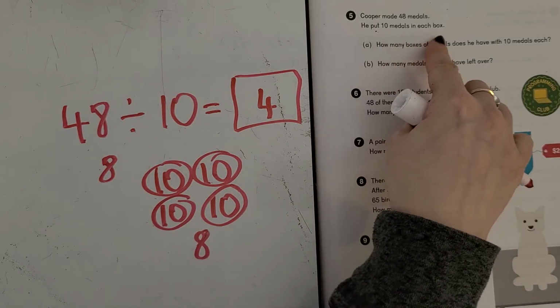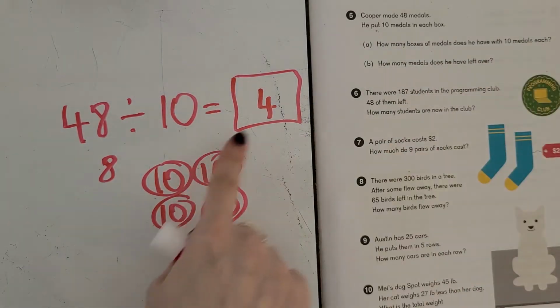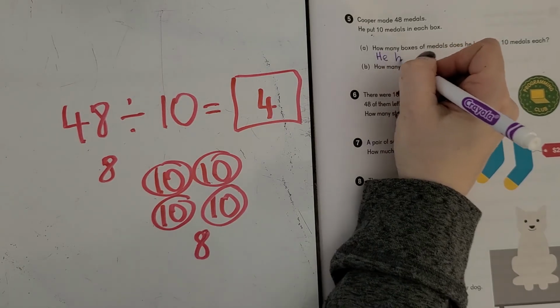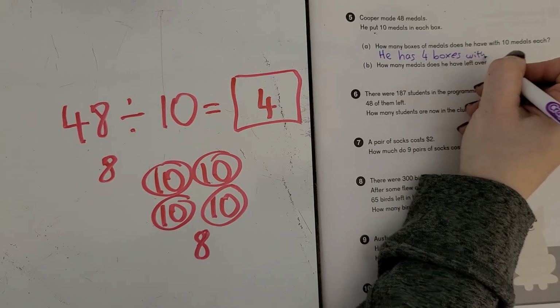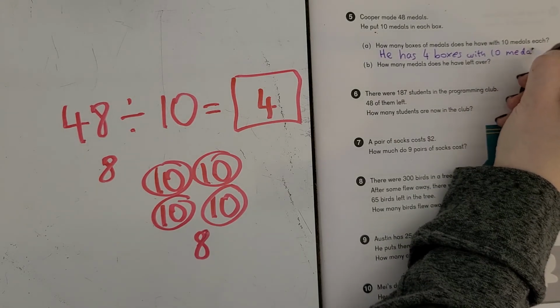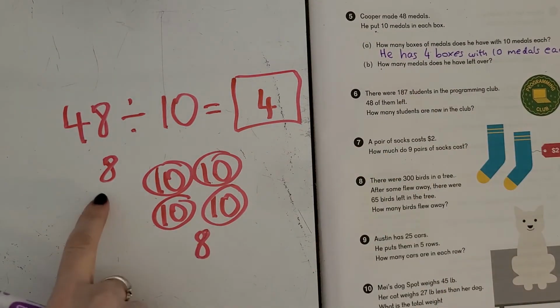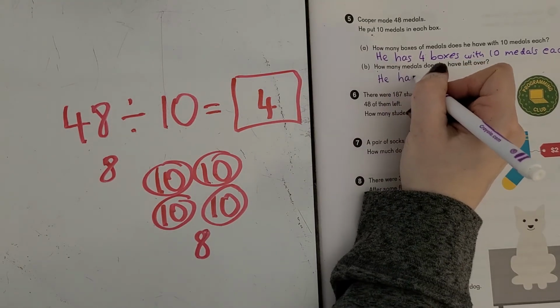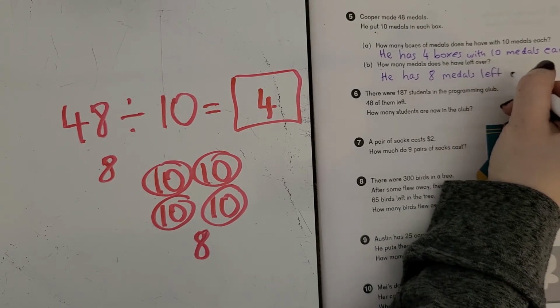So he put 10 medals in each box. How many boxes of medals does he have with 10 medals each? He has 4 boxes with 10 medals each. So we're going to write down our statement. He has 4 boxes with 10 medals each. How many medals does he have left over? We know he has 8 medals left over. He has 8 medals left over.